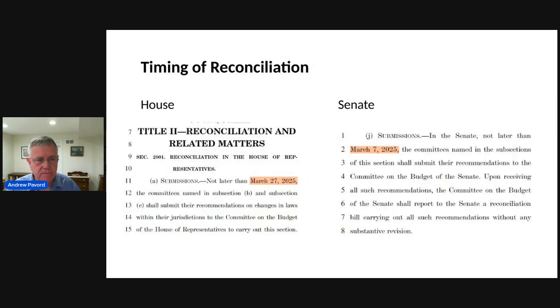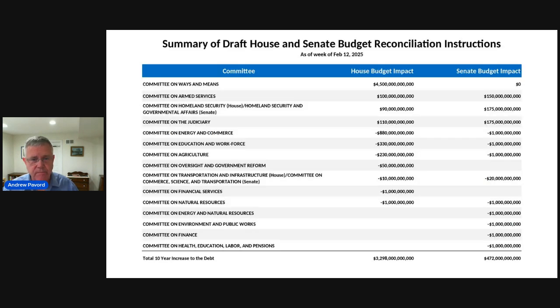Let's look at the timing of reconciliation. It's interesting that the House is saying that the reconciliation bills should come from the authorizing committees to the House Budget Committee by March 27th. But the Senate has a much faster deadline, at least 20 days faster, saying that the bills are due March 7th. And we'll see why in a minute, because the House is trying to do much more in their reconciliation bill than the Senate.